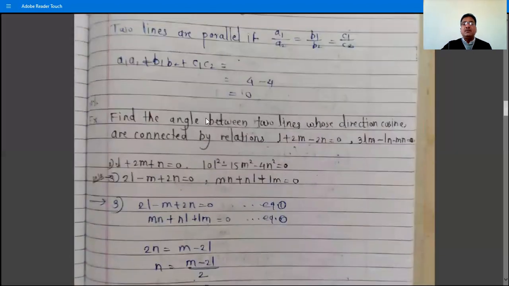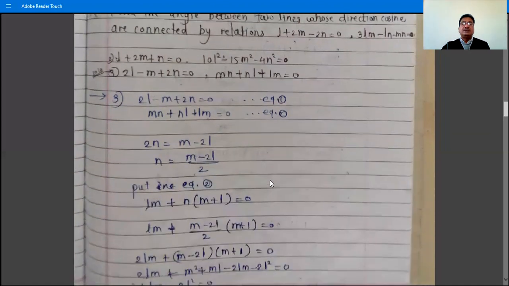So another form of this question is: show that the two lines whose direction cosines are connected by these two relations are perpendicular. This is problem number 3, that shows the two lines whose direction cosines are connected by these two relations are perpendicular to each other, or at a right angle.